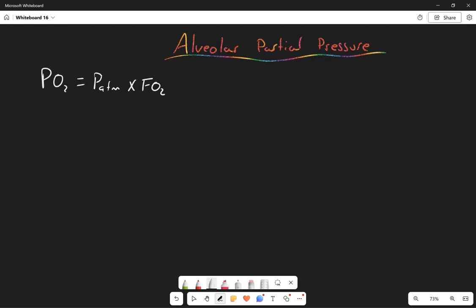So in atmospheric air at sea level, PO2 is equal to 760 millimeters of mercury times 0.21 because it makes up 21% of the atmospheric air, which is equivalent to 160 millimeters of mercury. So that is the partial pressure of oxygen in atmospheric air.